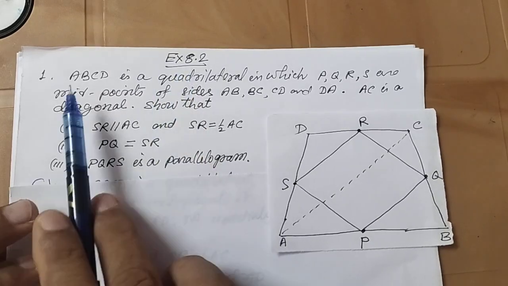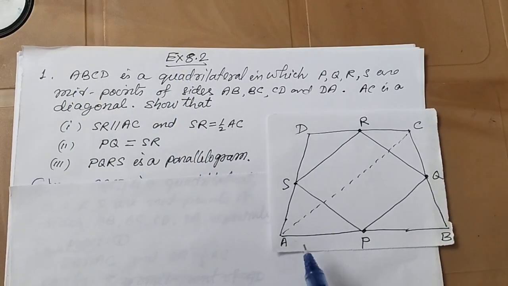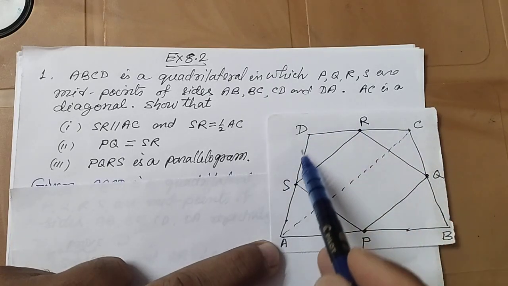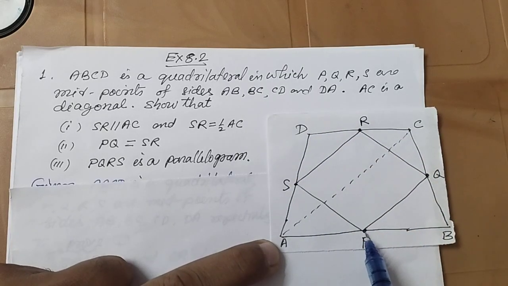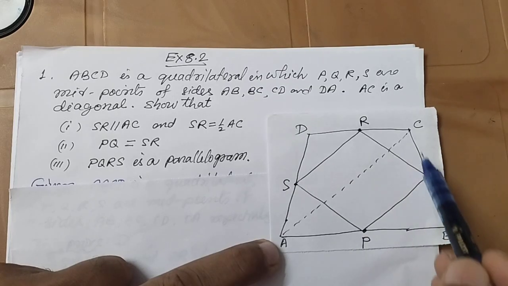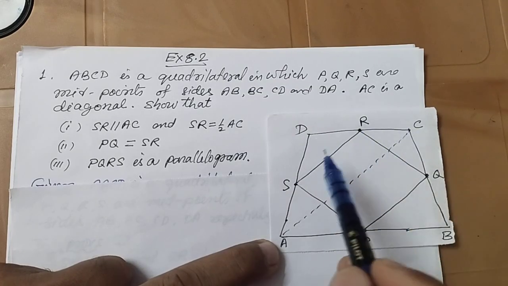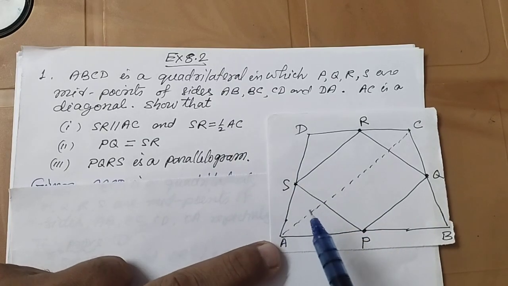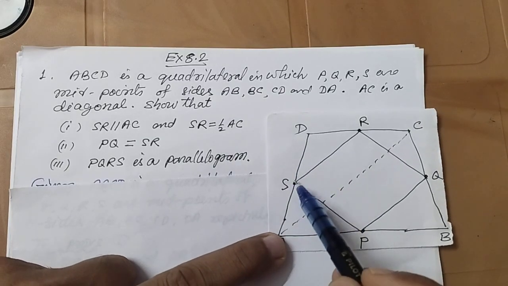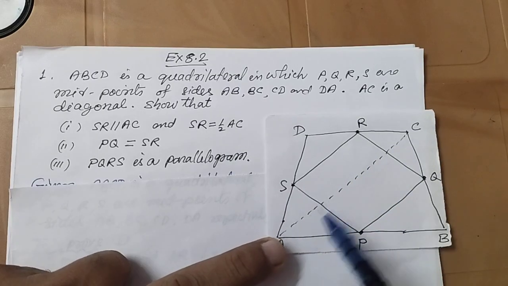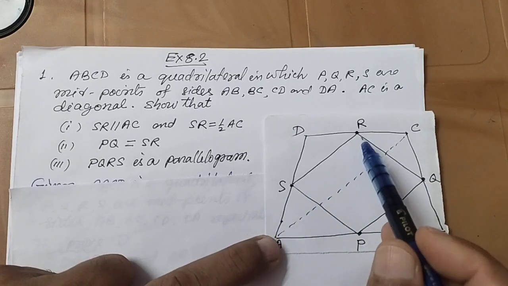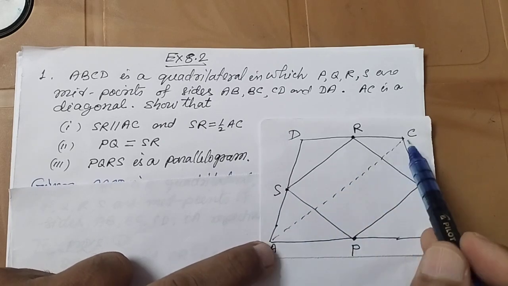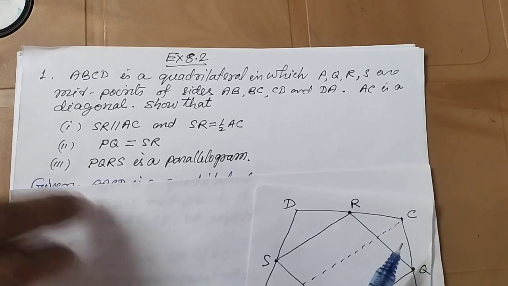Exercise 8.2, first question. It is given ABCD is a quadrilateral and P is midpoint of side AB, Q is midpoint of side BC, R is midpoint of side DC, and S is midpoint of side AD. And the first part is to prove SR is parallel to diagonal AC, and also SR is half of AC in length. That is the first part.